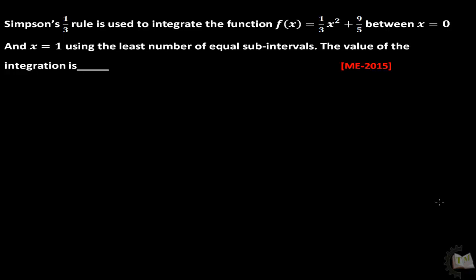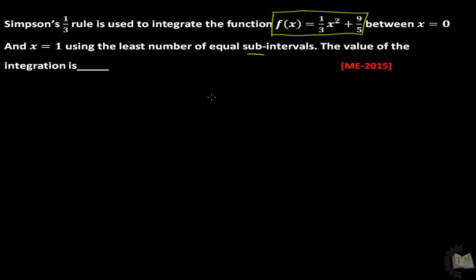This question is also based on Simpson's 1/3 rule, and this question also was asked in GATE 2015 mechanical branch. First read the question. Simpson's 1/3 rule is used to integrate the function f of x between x equal to 0 and x equal to 1 using the least number of equal sub-intervals. Find the value of the integration.